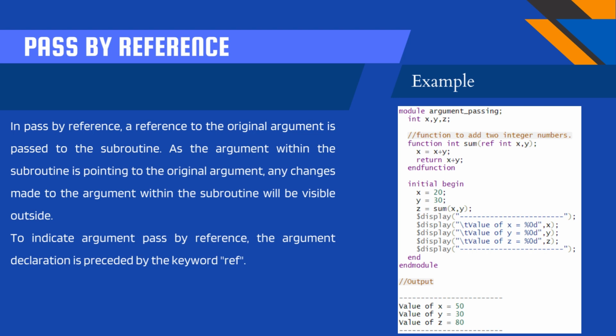We have the same variables x and y as before, but this time we pass x by reference using the ref keyword. Within the function, we add x and y and store the result in x. When we print the values of x, y, and z outside the function, we see that the value of x has changed as well. This is because x was passed by reference, so changes made within the function were visible outside. Now, any modifications to the argument value in pass by reference can be avoided by using the const keyword before ref. This will lead to a compilation error if any attempt is made to change the argument value within the subroutine. The output will be: value of x is equal to 50. Value of y is equal to 30. Value of z is equal to 80.